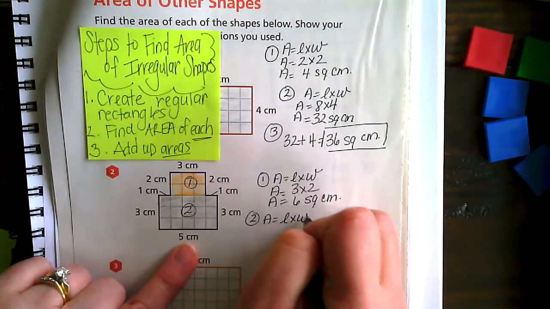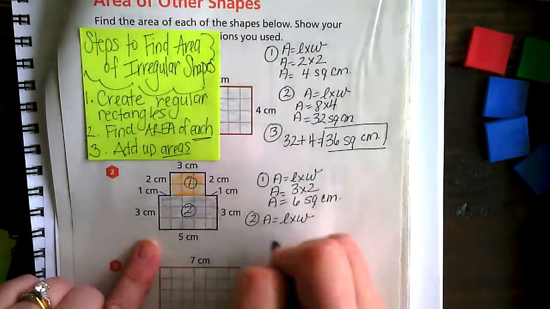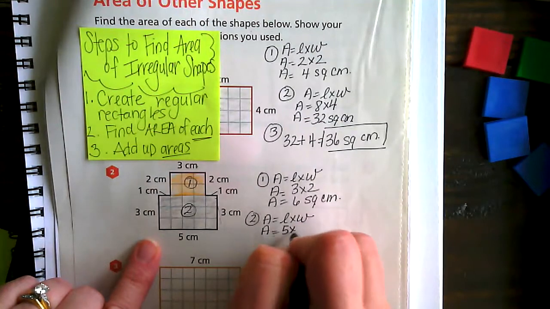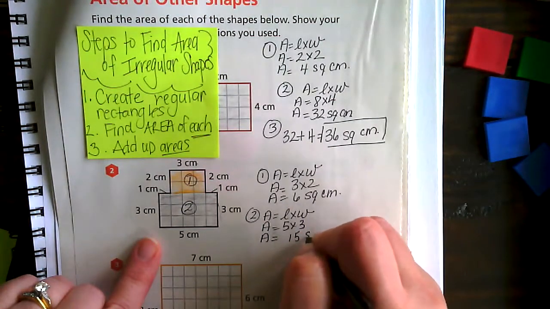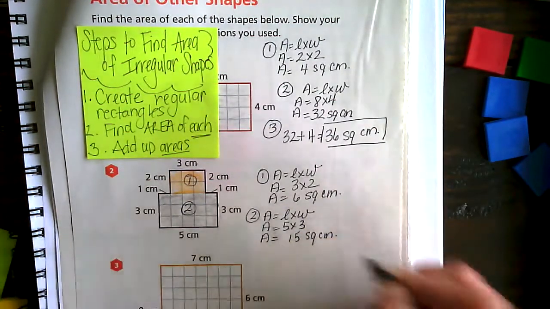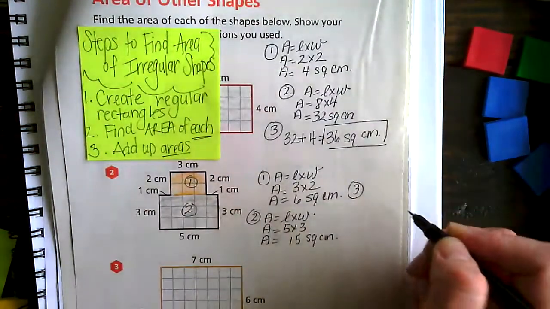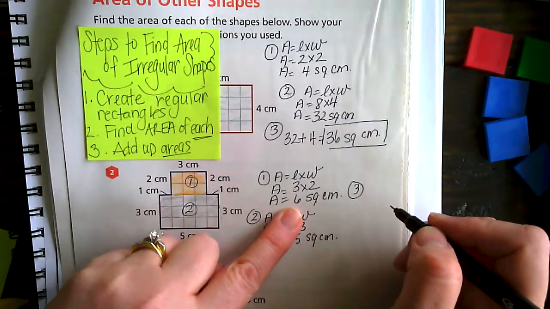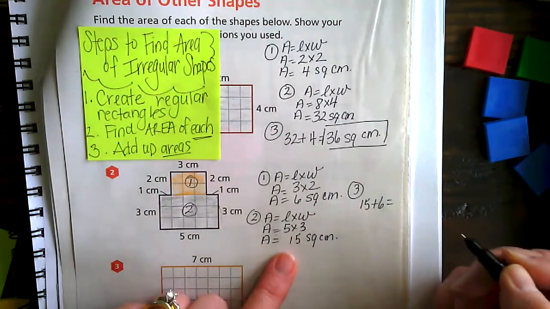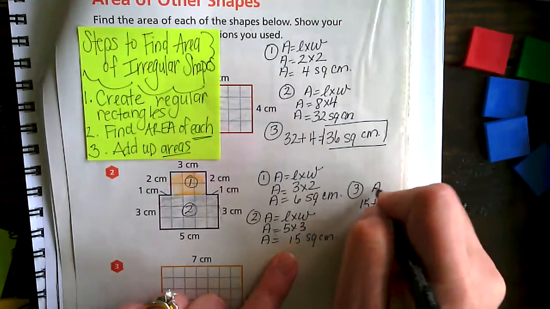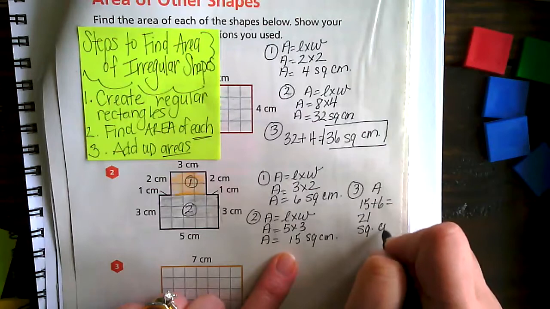Area equals length times width. Rectangle 2 is 5 times 3. Area equals 15 square centimeters. Okay, we're not done yet because let's put them together. Area of 1 was 6 and 2 was 15. So 15 plus 6. Add them together and you have 21 square centimeters.